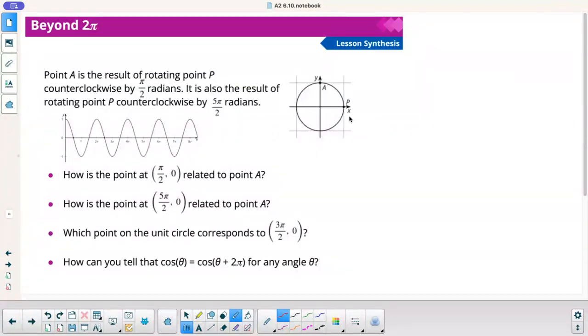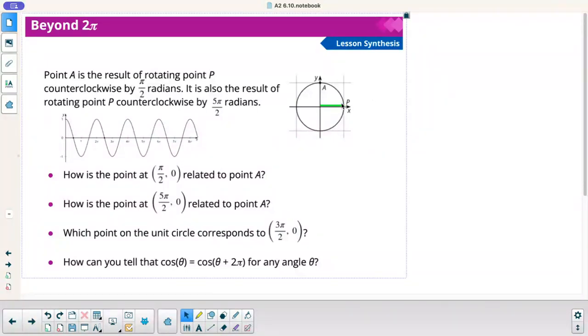All right, point A is the result of rotating point P counterclockwise pi over 2 radians. It's also the result of rotating point P counterclockwise by 5 pi over 2 radians. Okay, so again, I'll show you this here. So here's my pi over 2 rotation. Here's my 5 pi over 2 rotation. How is the point pi over 2, 0, 5 pi over 2, 0 related to point A?